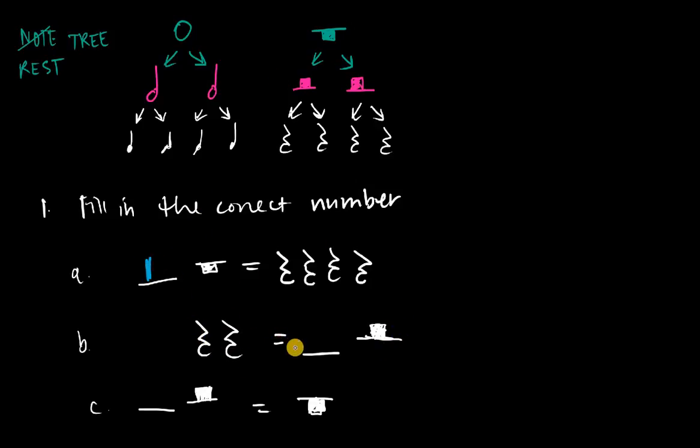2 quarter rests equal how many half rests? So you've got 2 right here, and you look up and it's 1. 1 half rest. And how many half rests equal a whole rest? So a whole rest has 2 half rests.